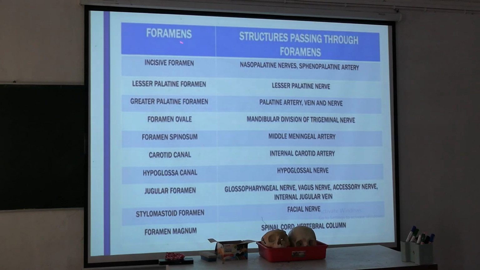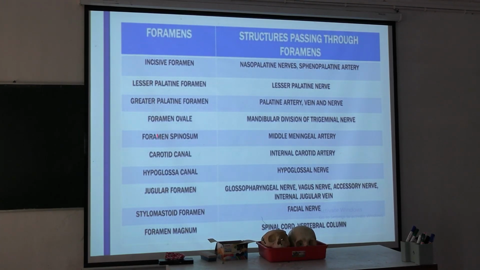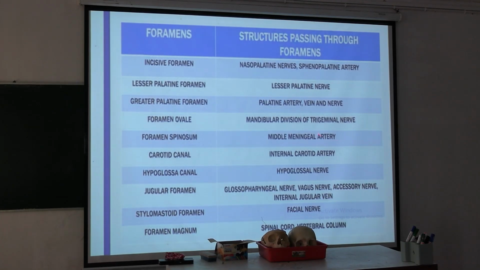Next, we are discussing the structures passing through different foramina. First is the incisive foramen, which gives passage to the nasopalatine nerve and sphenopalatine artery. Lesser palatine foramen, lesser palatine nerve. Greater palatine foramen gives passage to the palatine artery, vein, and nerve. Next is the foramen ovale. It gives passage to the mandibular division of the trigeminal nerve. Next is the foramen spinosum. It gives passage to the middle meningeal artery.